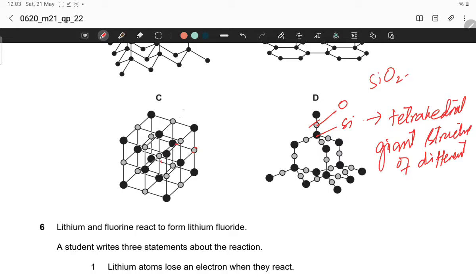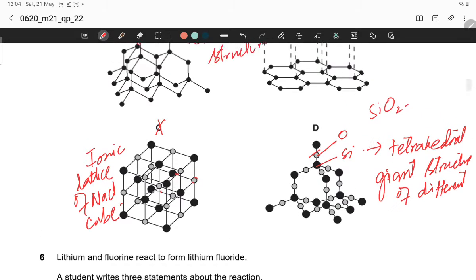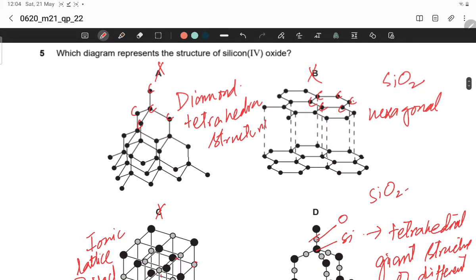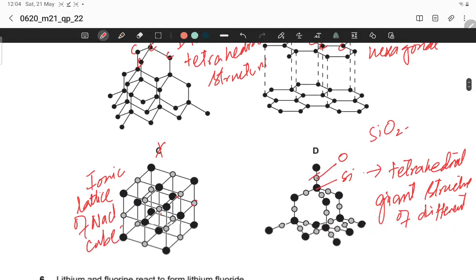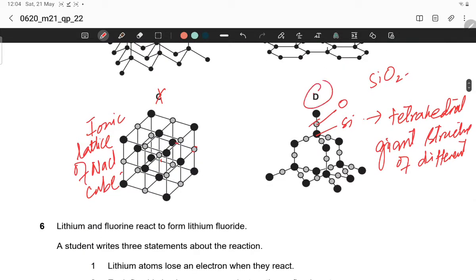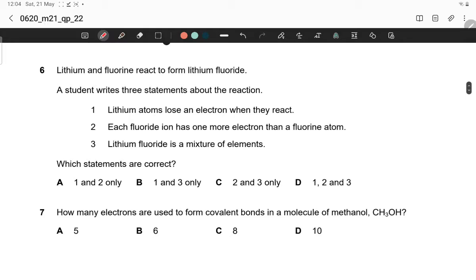So this is an ionic lattice. Ionic lattice of sodium chloride. Yes, cube structure. So this is also incorrect. So which diagram represents the structure of silicon dioxide? D is the correct option.